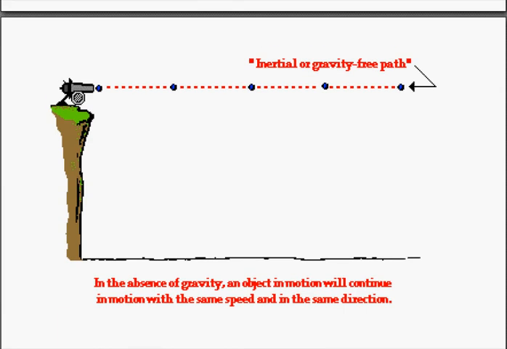So let's say we shot a cannon, this is the inertial or gravitational free path. And what we'll see, guys, is that this ball just wants to go in a straight line. Everything just wants to go in a straight line at a constant velocity. But we know that this is not going to happen in the real world. This is in the absence of gravity. An object in motion will continue in motion at the same speed in the same direction. That's the law of inertia. That's what things want to do.